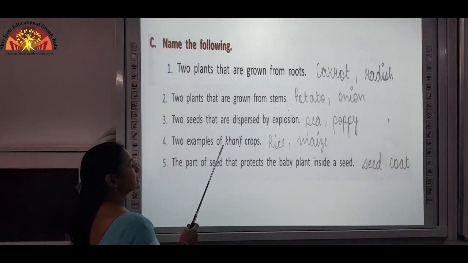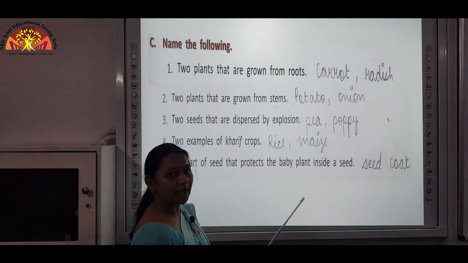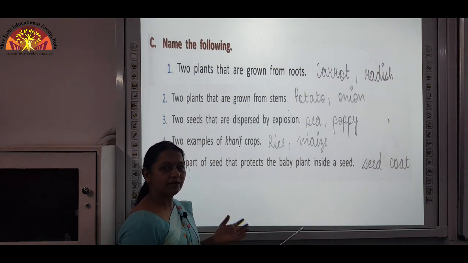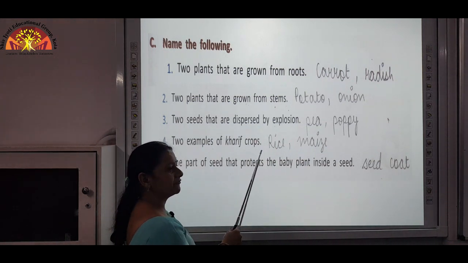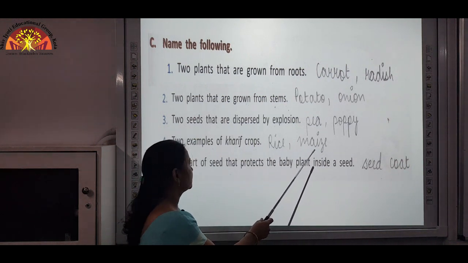The two examples of kharif crops, just now we have done in the question answers when we did the differences. The two examples of kharif crops are rice and maize.